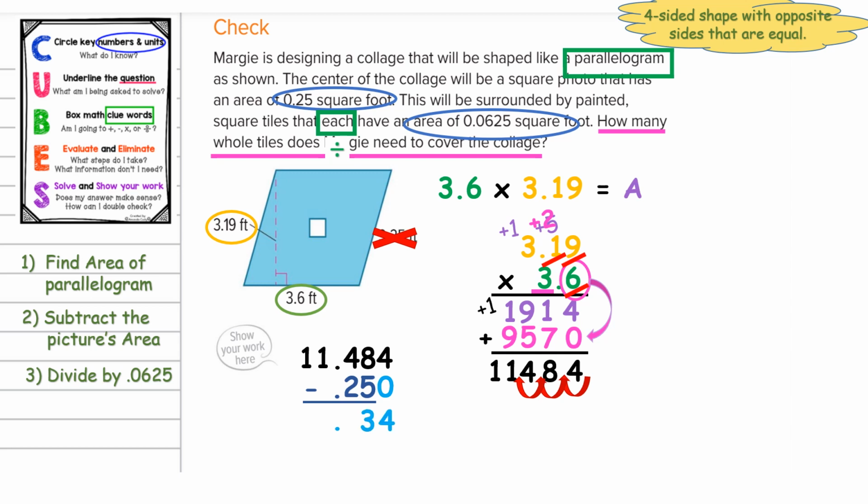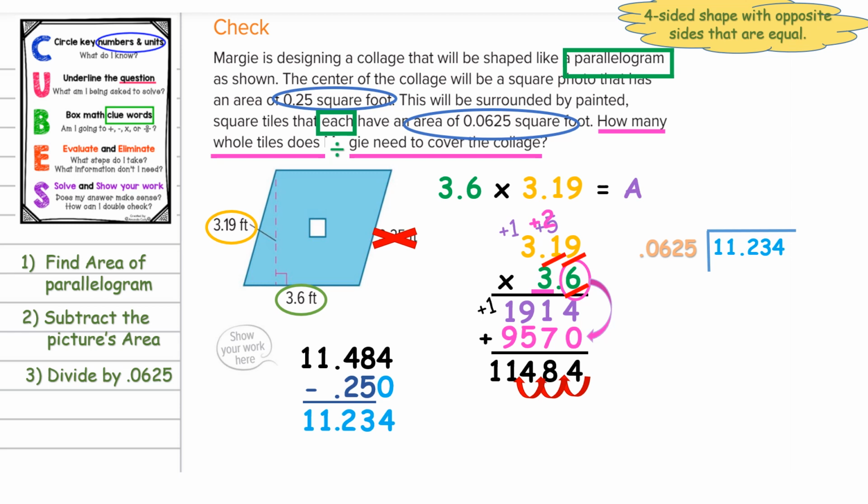4 minus 0 is 4, 8 minus 5 is 3, and 4 minus 2 is 2. Well, 11 minus nothing is 11. So I end up with using 11.234 square feet that need to be covered with these tiles.